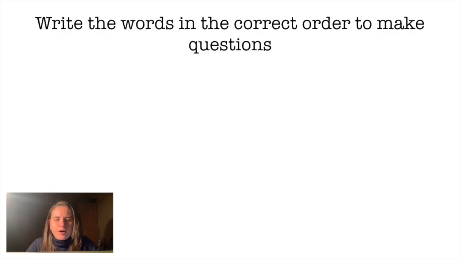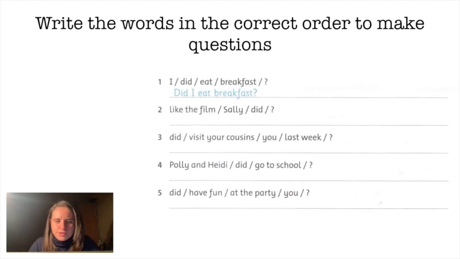Okay, now let's write the words in the correct order to make questions. So you have a scrambled question and you need to put it in the right order. Please do numbers 1 through 5 in your workbook, in your notebook now, okay? Pause this video and unscramble the questions. I did eat breakfast becomes, did I eat breakfast? Pause the video, write down numbers 1 through 5, and then we will go over your answers.